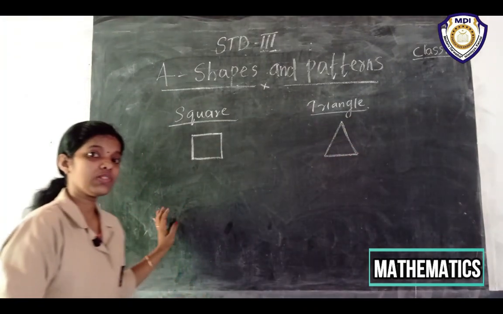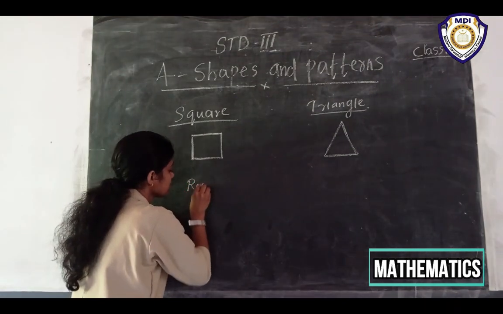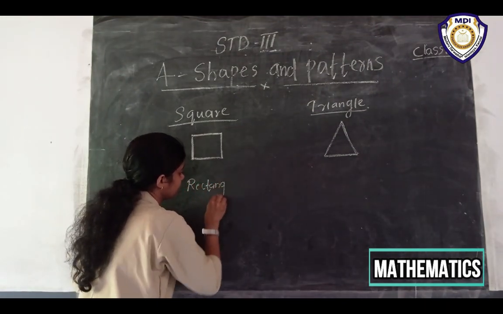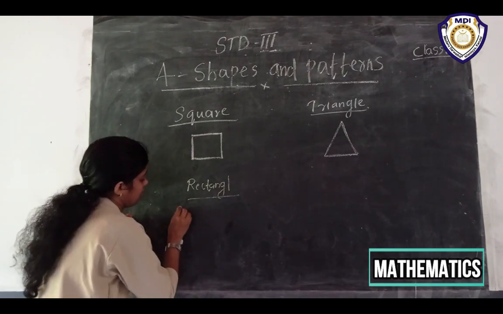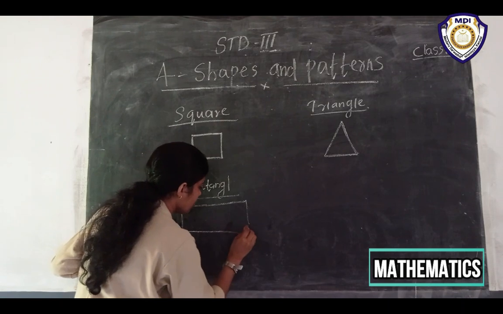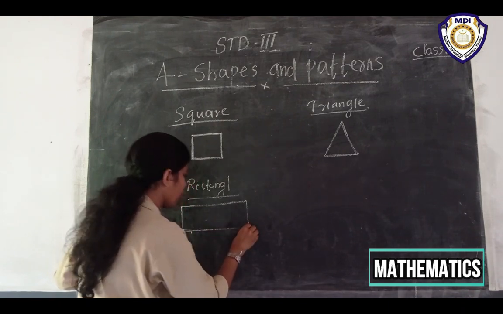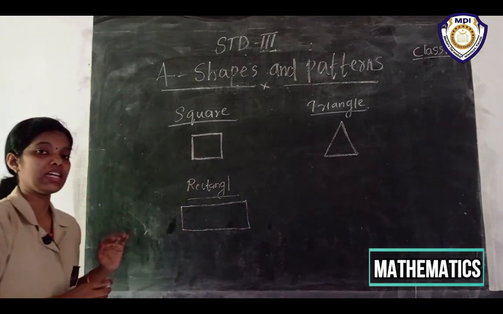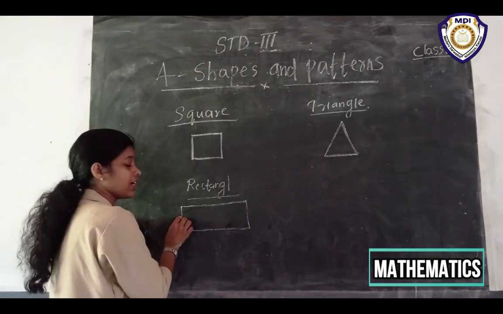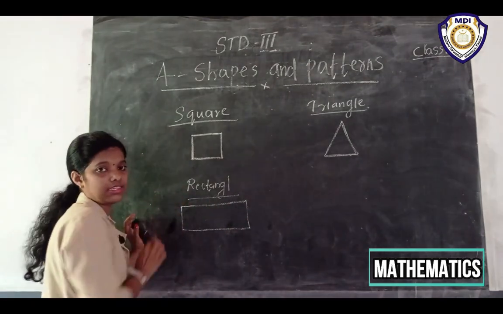Next one is rectangle. A rectangle also has four sides, but only two sides are equal. Opposite sides are equal. This side and this side, and this side and this side.